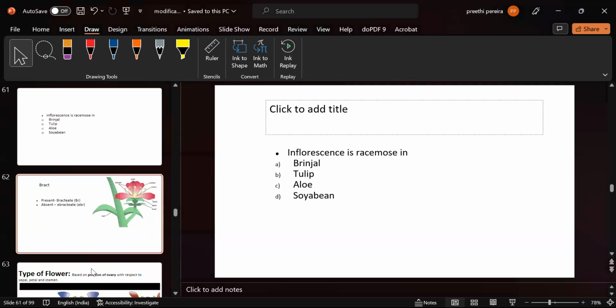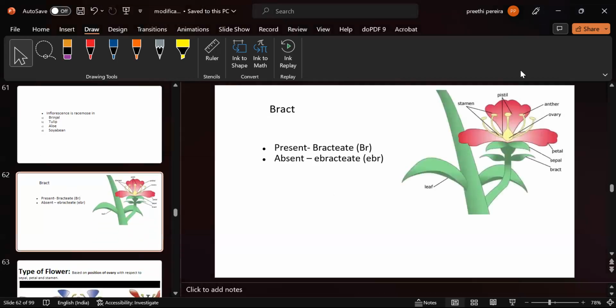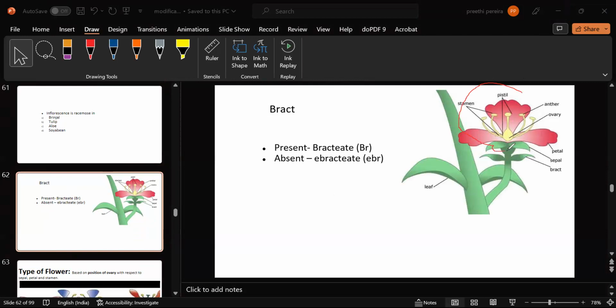Okay. Now, look over here. This is the flower. This whole thing is the flower, and this is the stalk of the flower, which is called the pedicel. Below the flower you will see the sepals, petals, androecium, gynoecium. Below the flower, can you see a leaf-like structure? These are known as bracts.